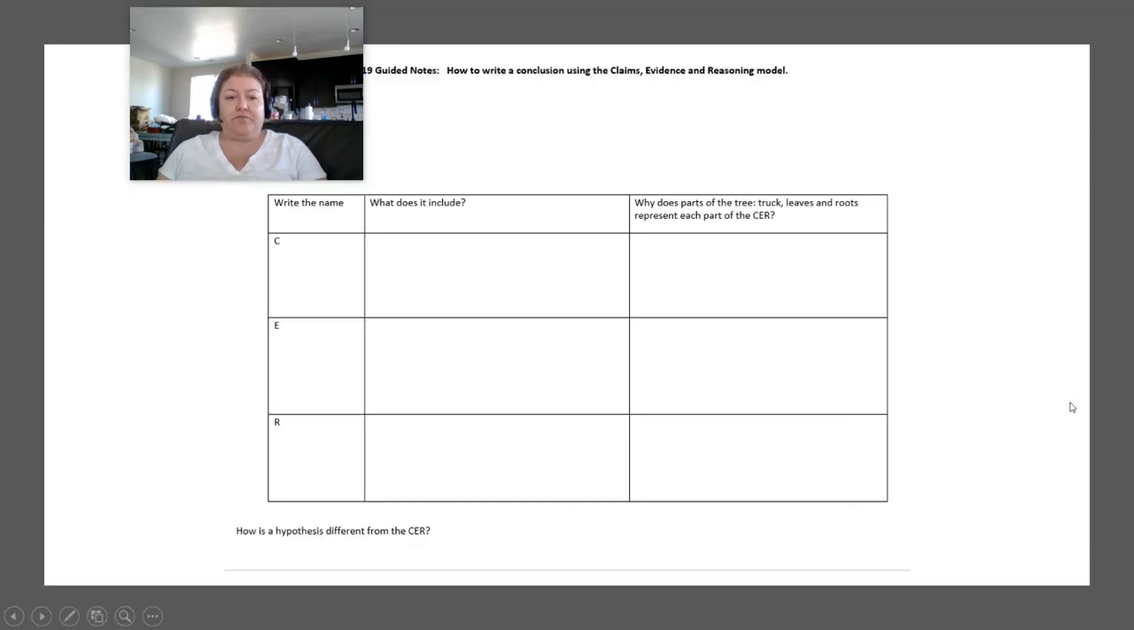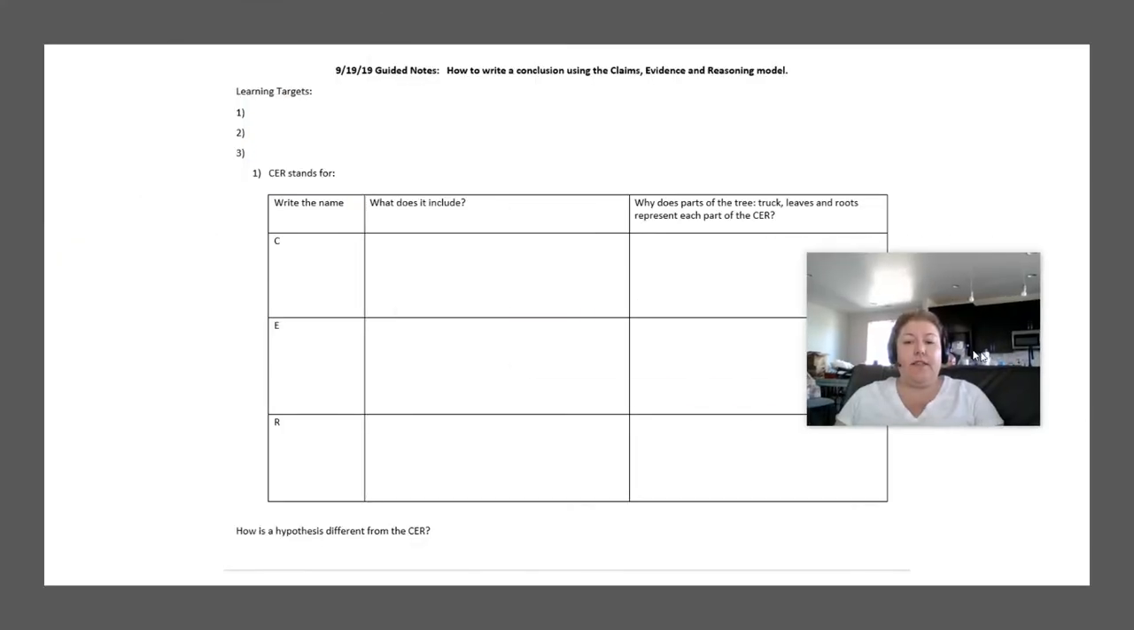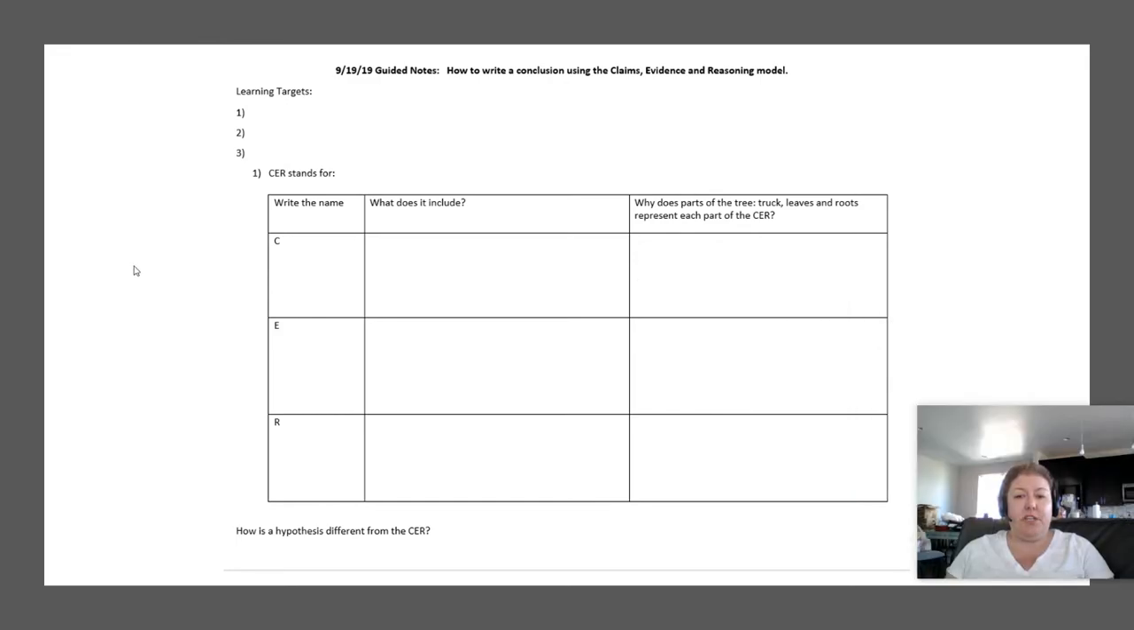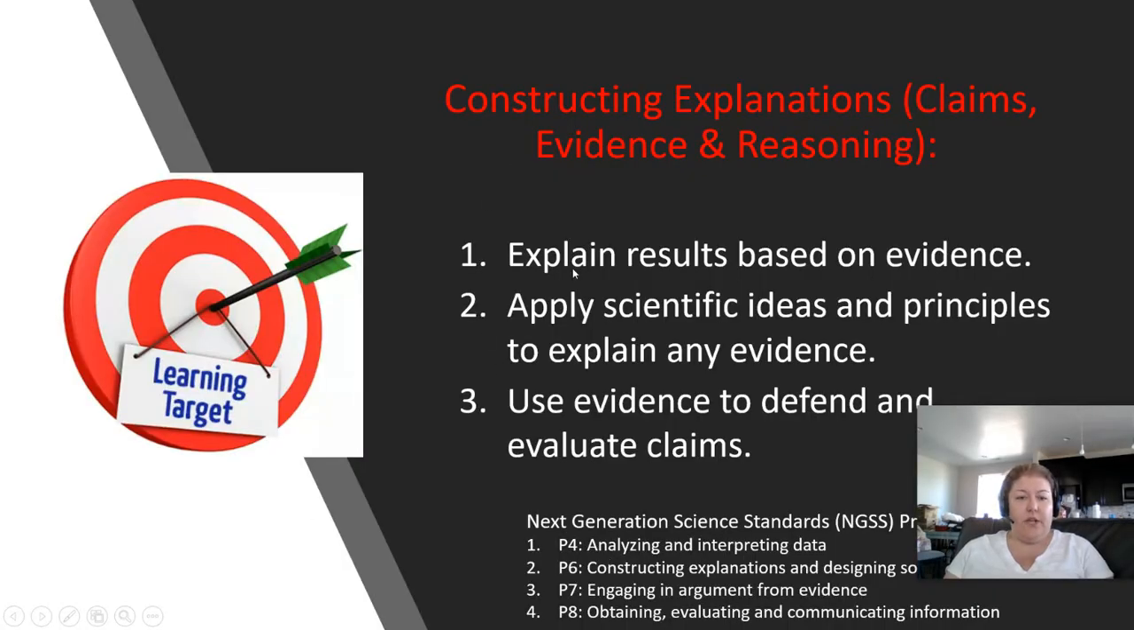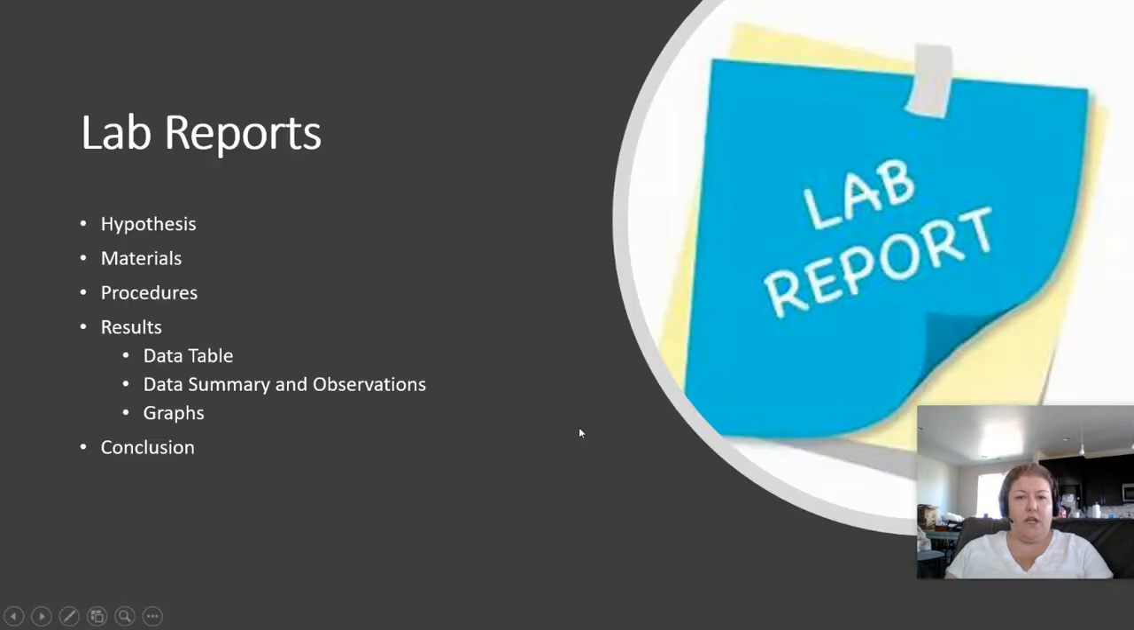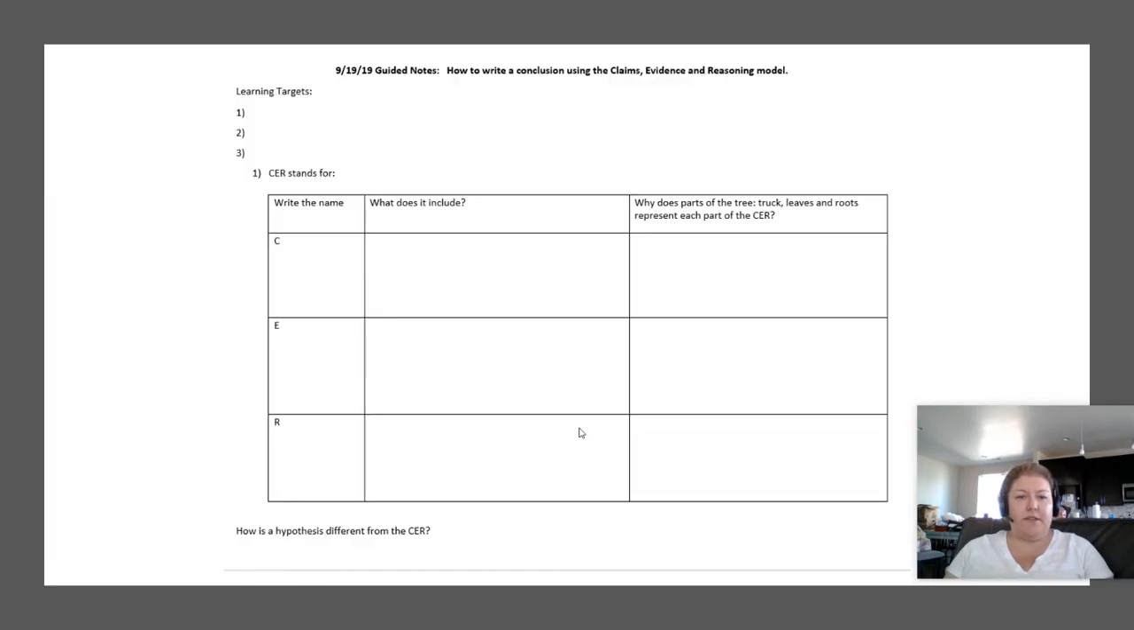Moving on, this would be the guided notes that you would be using. They're from 919 guided notes, how to write a conclusion using the claims, evidence, and reasoning model. The first thing you're going to want to do is write down those learning targets that we just went through. You would already have this open, and you would just be going through and writing these down. Whoa, it's going too fast.